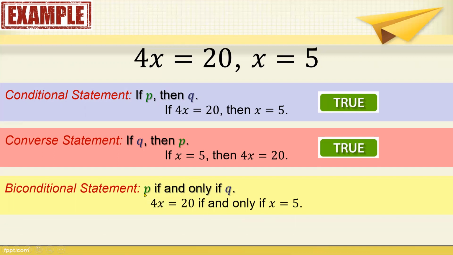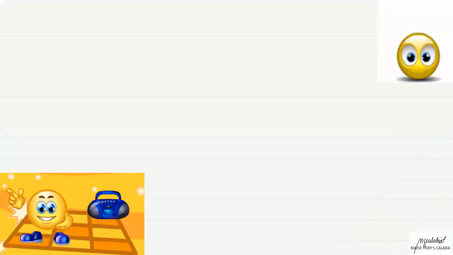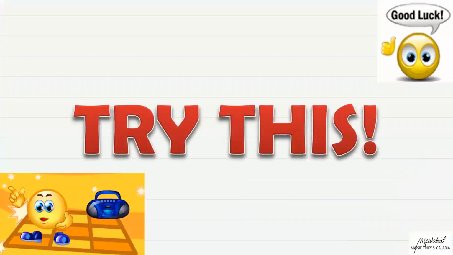Again, ang pattern natin ay P if and only if Q. Yung hypothesis, if and only if nung conclusion. So, final answer natin dyan, 4x equals 20 if and only if x equals 5. Yan po ang biconditional natin dyan. Okay? So, let's have more examples.